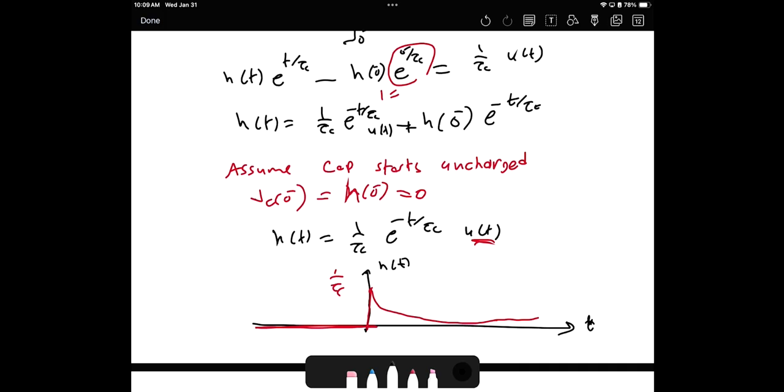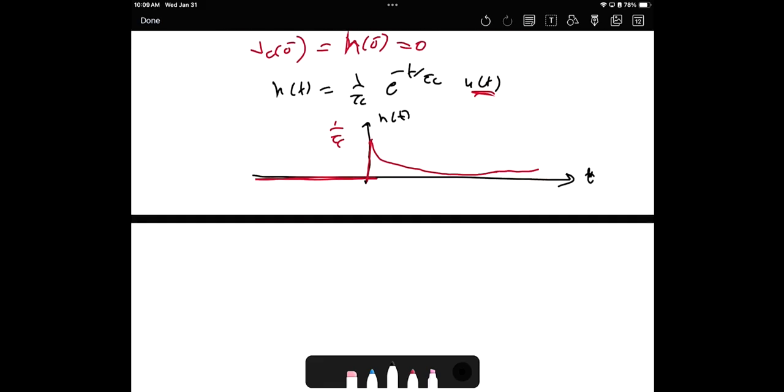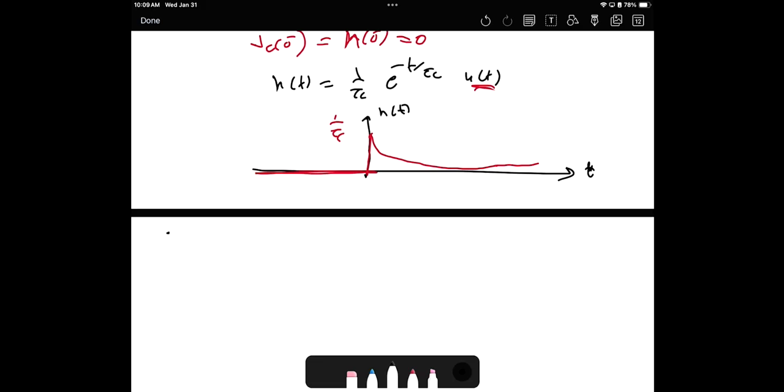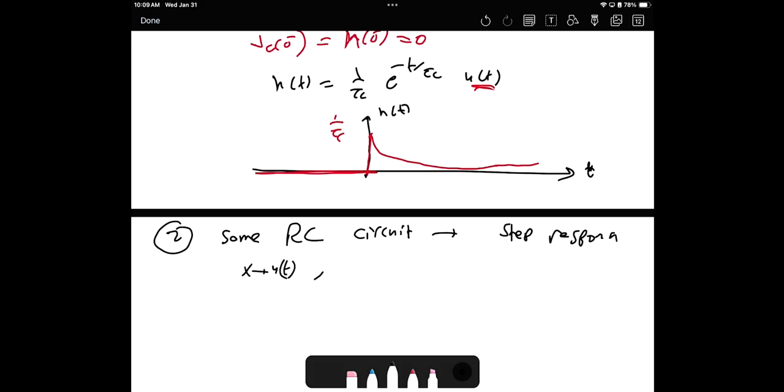Now, let's try to do the step response. This is for the same example. Number 2. Same RC circuit, but we need to do the step response. Step response means the input is u of t, and the output will be y step. That's what we will do.